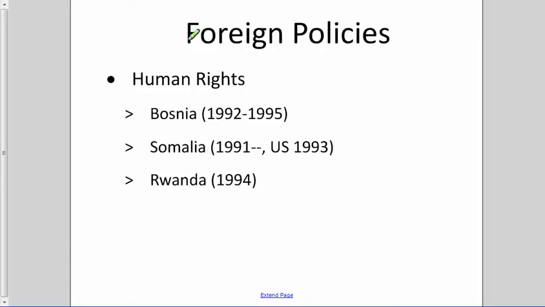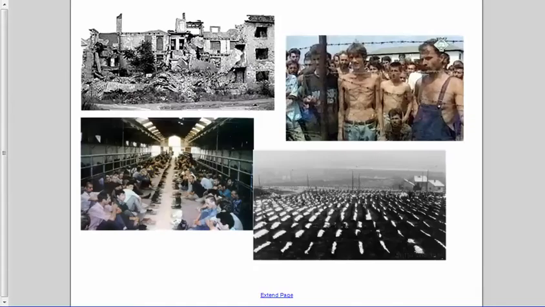The impeachment towards the end of his second term really tainted his presidency. In foreign policy, he really focused on human rights, and this was a really important thing at the time. In 92 to 95, there was a civil war in Bosnia. This was an area where the Soviet Union had broken apart and they had gained independence, and you actually had 2 different groups fighting for control, and essentially a genocide.